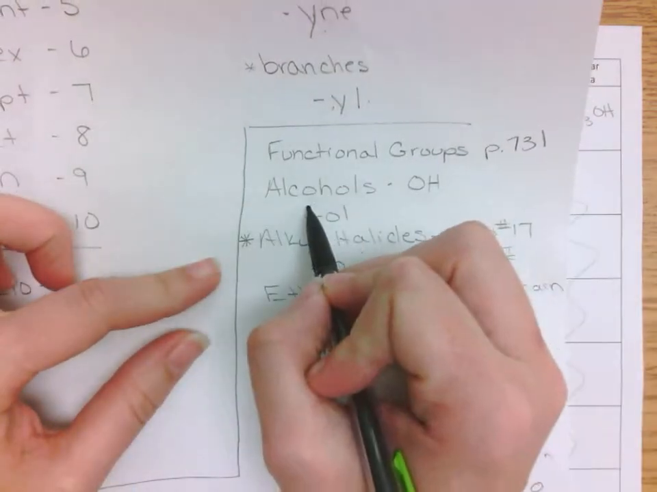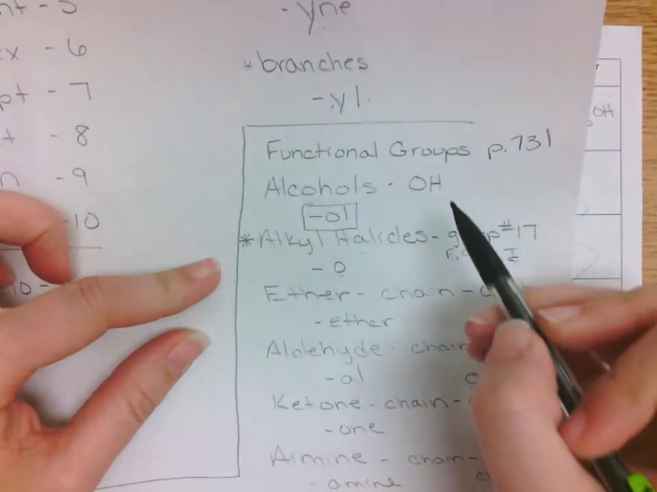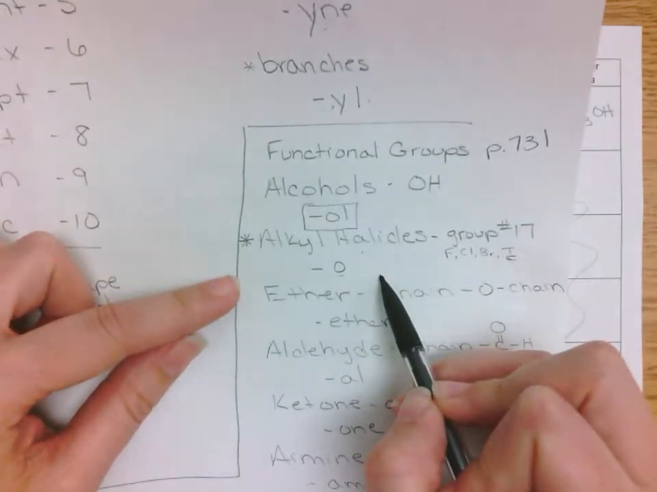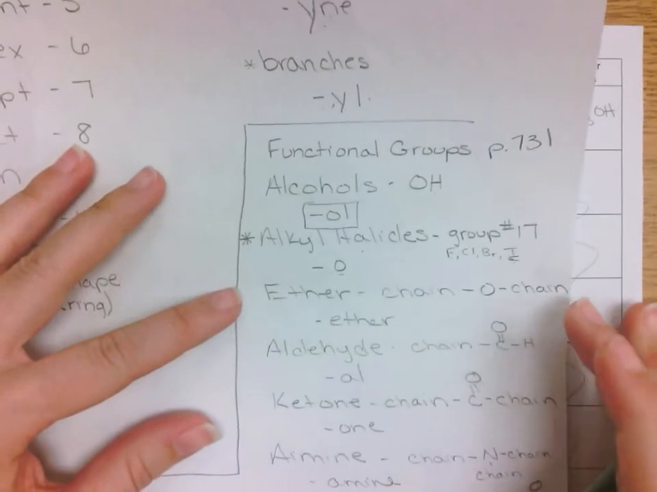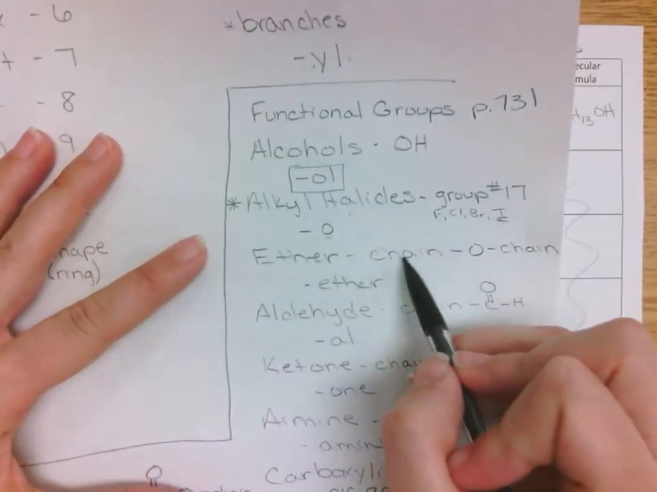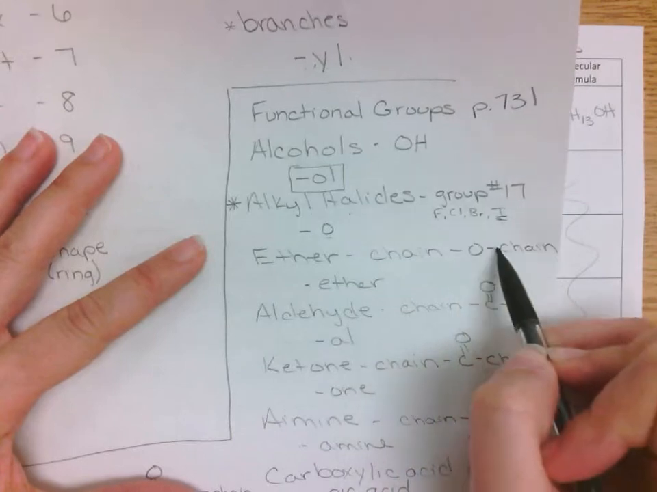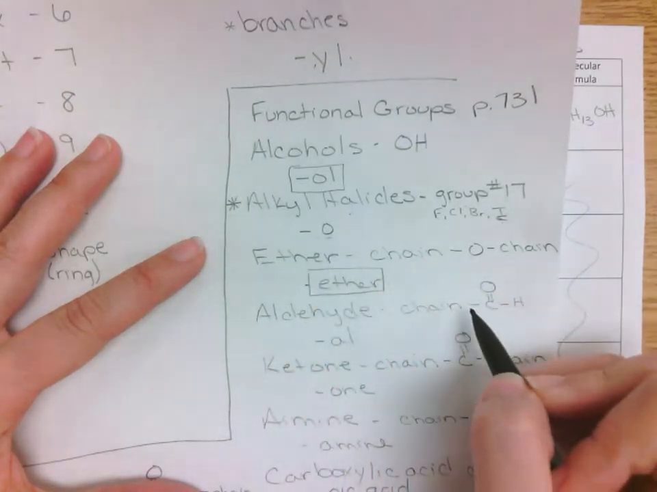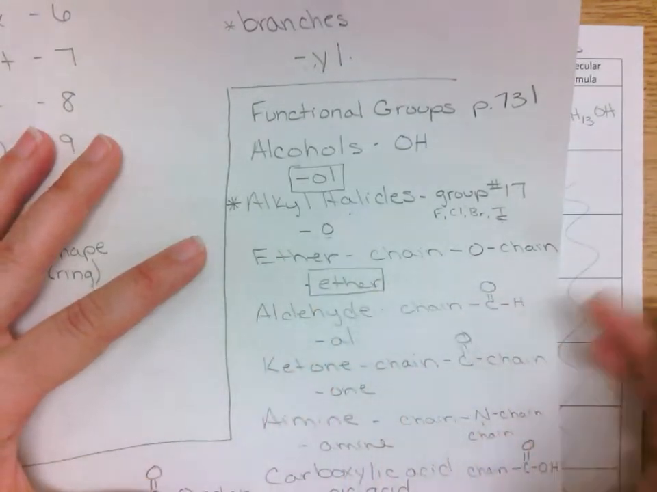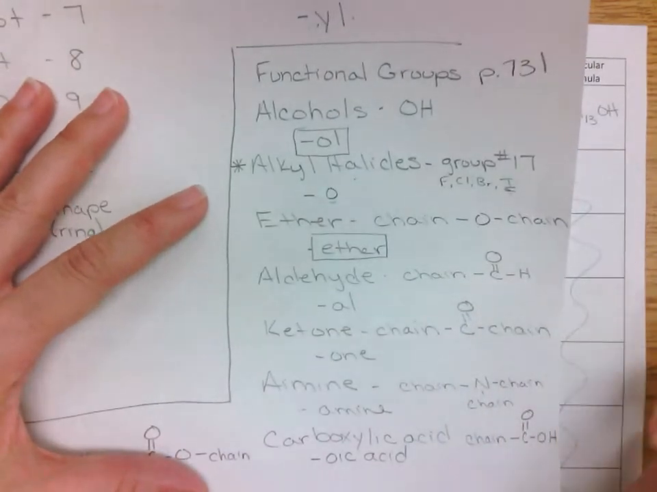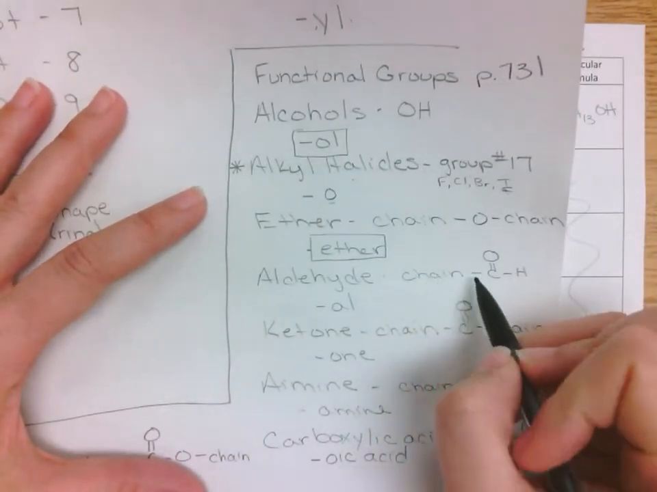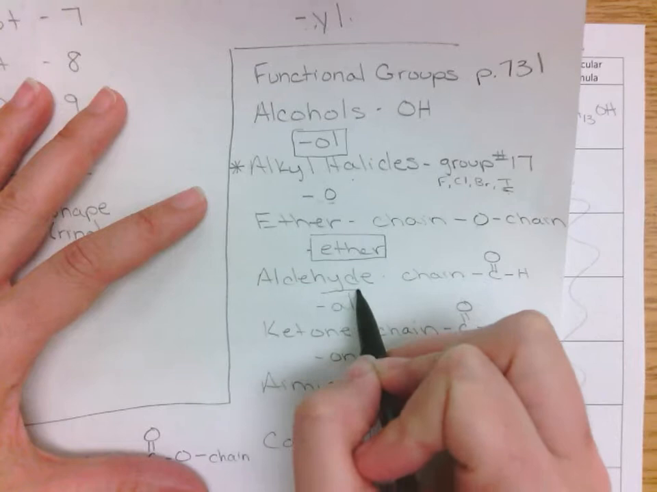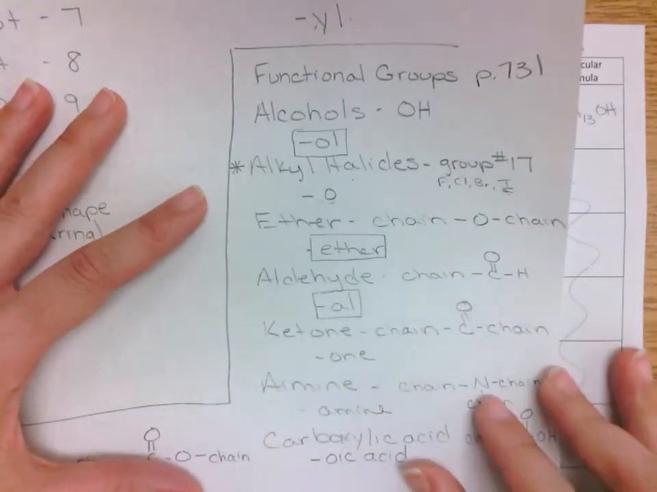For alcohols, the suffix is OL, and an alcohol will have an OH group attached to the chain. We've already talked about alkyl halides. Ethers will have a chain of carbon and an oxygen in the middle, and then another chain of carbon. These will end in the name ether, so we'll name our two chains and then we'll stick the word ether on the end. Aldehydes have a chain of carbon, and at the very end of the chain it'll have a double bonded oxygen, and aldehydes end in AL.